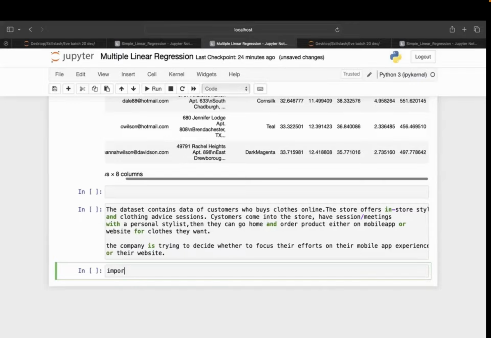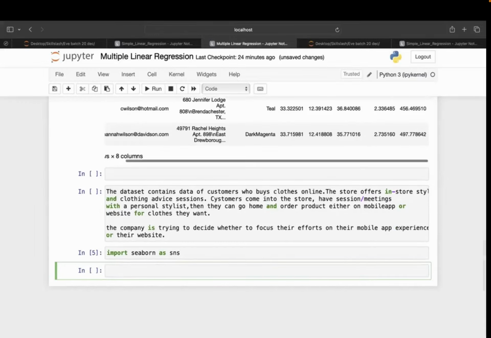So import Seaborn as SNS. Right now what we are doing, we are checking if it is even following the linear relationship or not. So simply I am choosing SNS dot joint plot. Oh, we keep it as pair plot. If you guys remember, pair plot helps you to pick up all the numerical features and plot the graph of those numerical features in the combination.